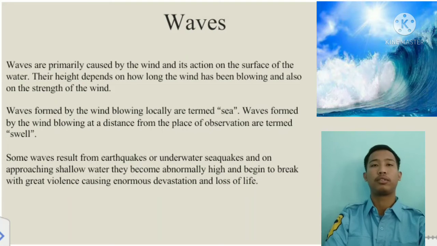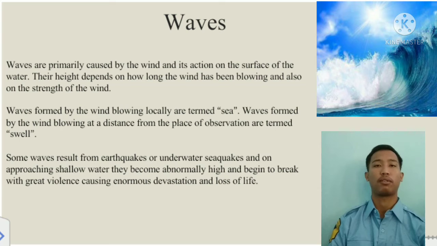Number 3. Waves. Waves are primarily caused by the wind and its extension on the surface of the water. Their height depends on how long the wind has been blowing and also on the strength of the wind. Waves formed by the wind blowing locally are termed wind waves. Waves formed by the wind blowing at a distance from the place of observation are termed swell.